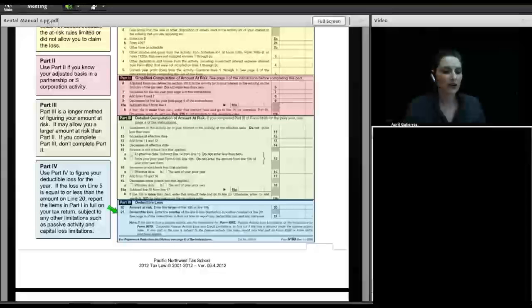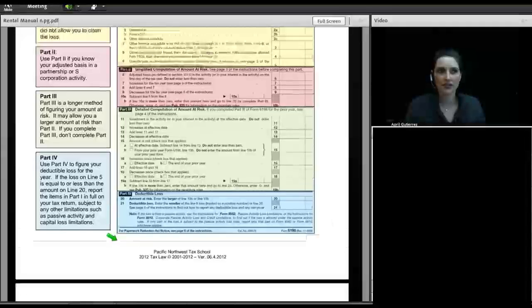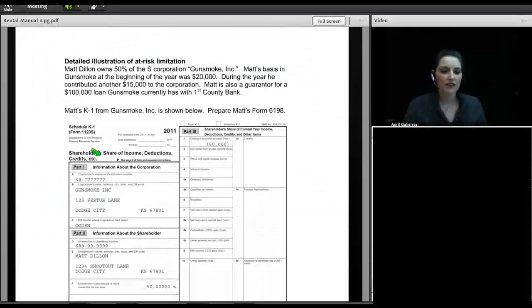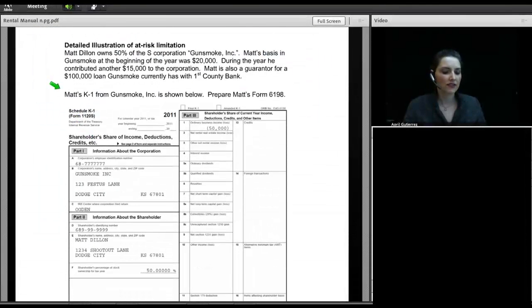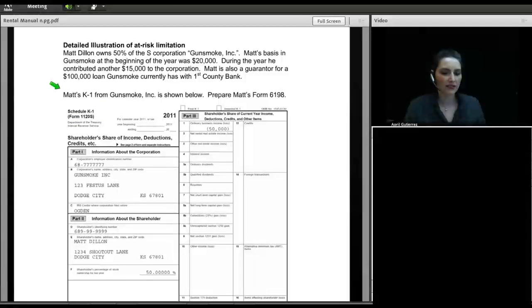And then finally, in Part 4, you figure your deductible loss. Use Part 4 to figure your deductible loss for the year. If the loss on line 5 is equal to or less than the amount on line 20, report the items in Part 1 in full on your tax return, subject to such limits as passive activity loss and capital loss limitations. And here is a detailed illustration of an at-risk situation.